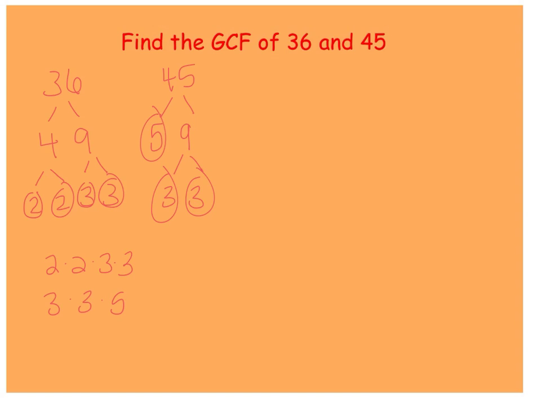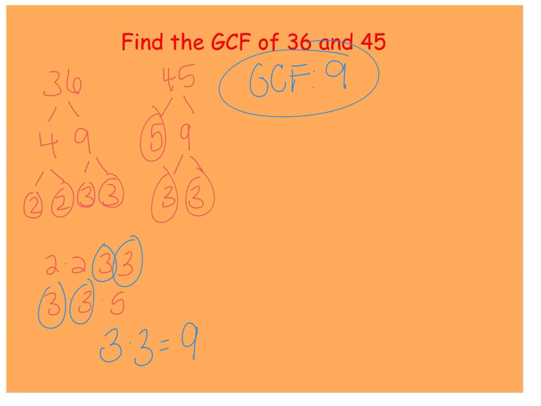Now we circle the factors they have in common. Both of them have two 3s. And that's all they have in common. So we multiply 3 times 3 to get 9. So the greatest common factor of 36 and 45 is 9.